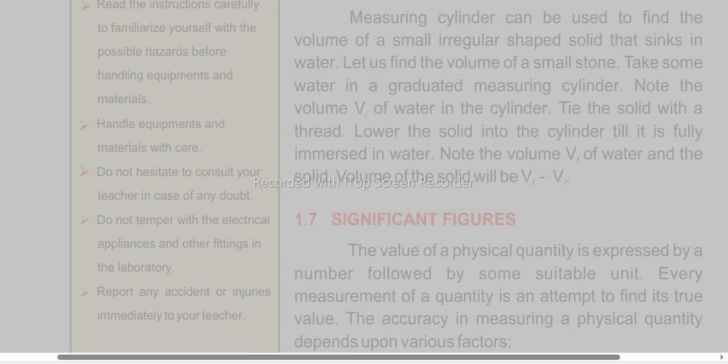Do not carry out any experiment without the permission of your teacher. Do not eat, drink, play, or run in the laboratory. Read the instructions carefully to familiarize yourself with the possible hazards before handling equipment and materials. Handle equipment and materials with care. Do not hesitate to consult your teacher in case of any doubt. Do not tamper with the electrical appliances and other fittings in the laboratory. Report any accident or injuries immediately to your teacher.